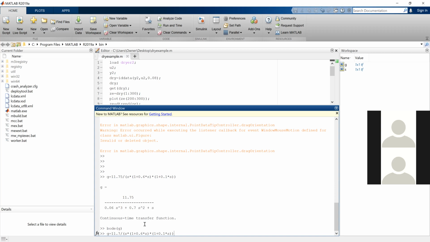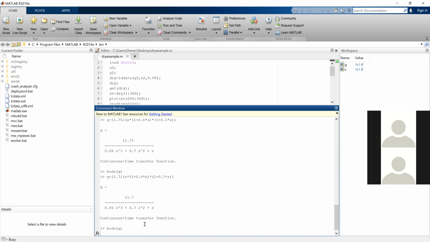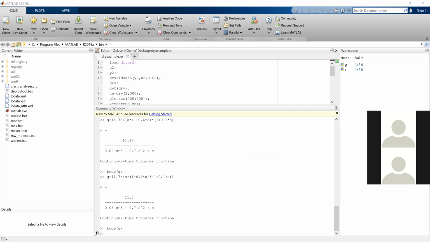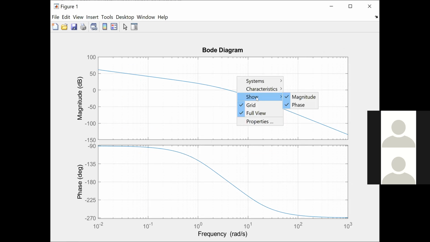Actually, there is no threshold. You have to play around with the gain. Right, so now this is 11.7, previously 11.75. Put the minimum stability margin.